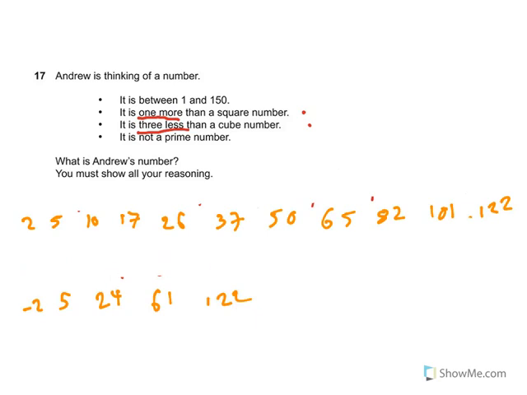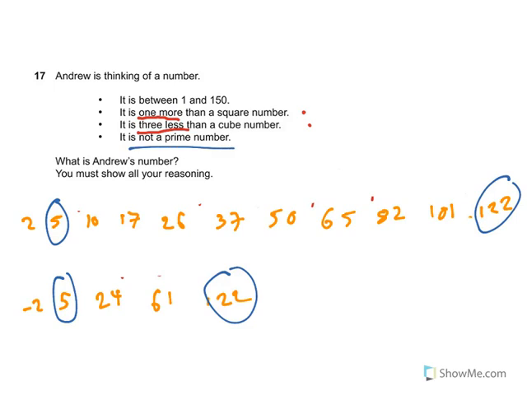And we know it's not a prime number. So now it's a process of elimination. So we need to find any numbers that occur in both of those lists. So we have the number 5 in both of those lists. We also have the number 122 in both of those lists. But importantly, it's not a prime number. And 5 is a prime number, so it's not 5. It must be 122.